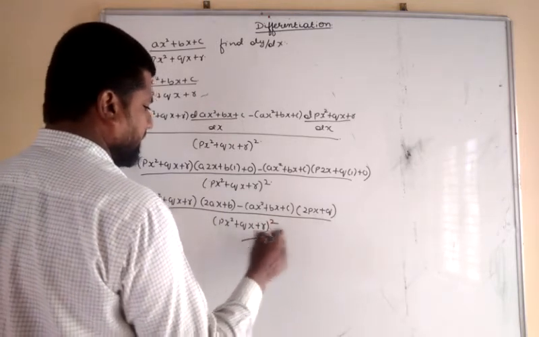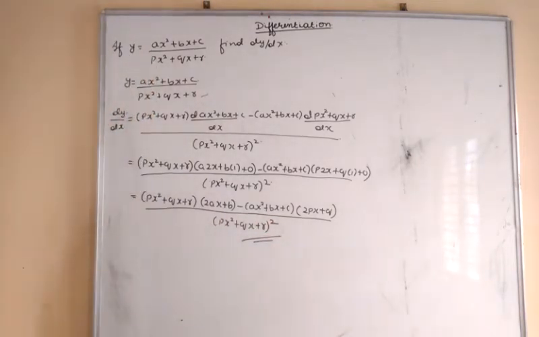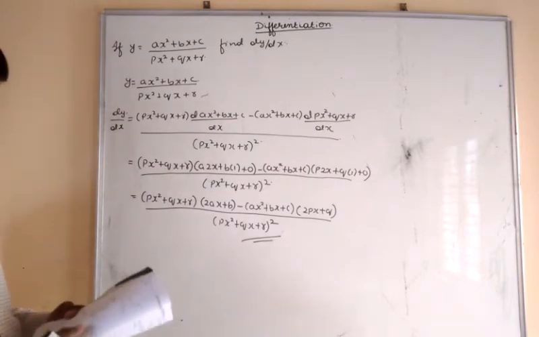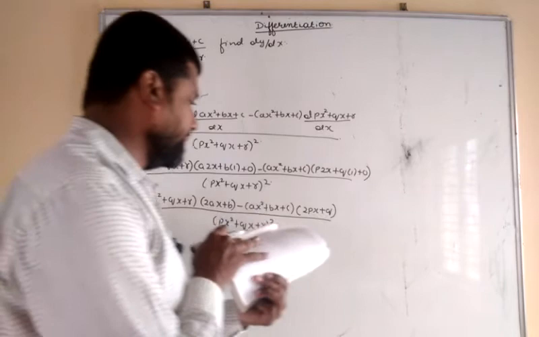So this is the answer. If you multiply, you cannot cancel, so you stop up to here only. Okay, so let us take another problem here.